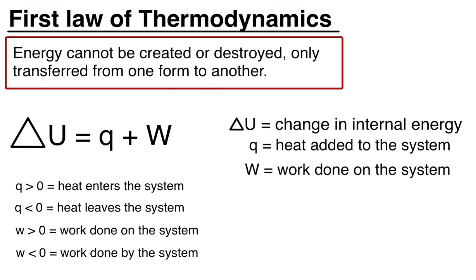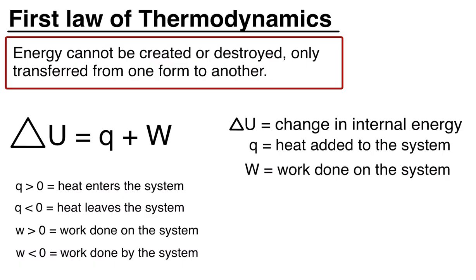Hey everyone, so in today's video we're going to be going over the first law of thermodynamics. The first law of thermodynamics states that energy cannot be created or destroyed, only transferred from one form to another. And then the equation we use is delta U equals Q plus W, where delta U is the change in internal energy, Q is heat added to the system, and W is work done on the system.